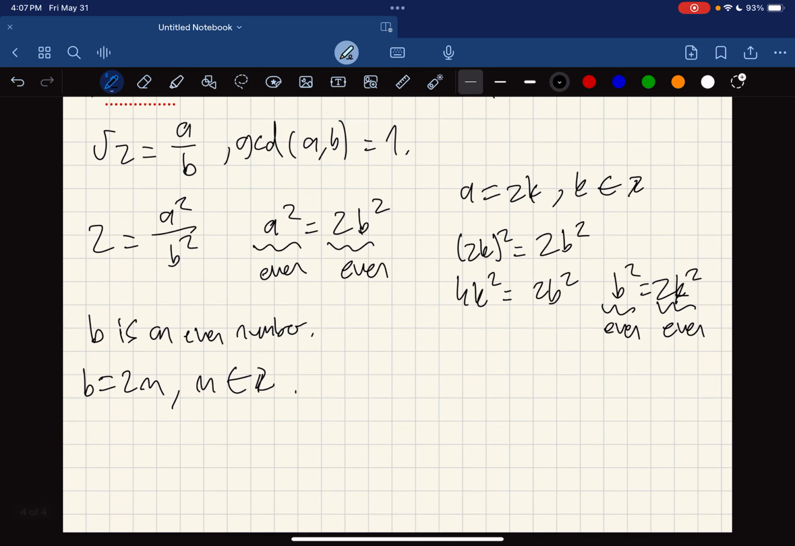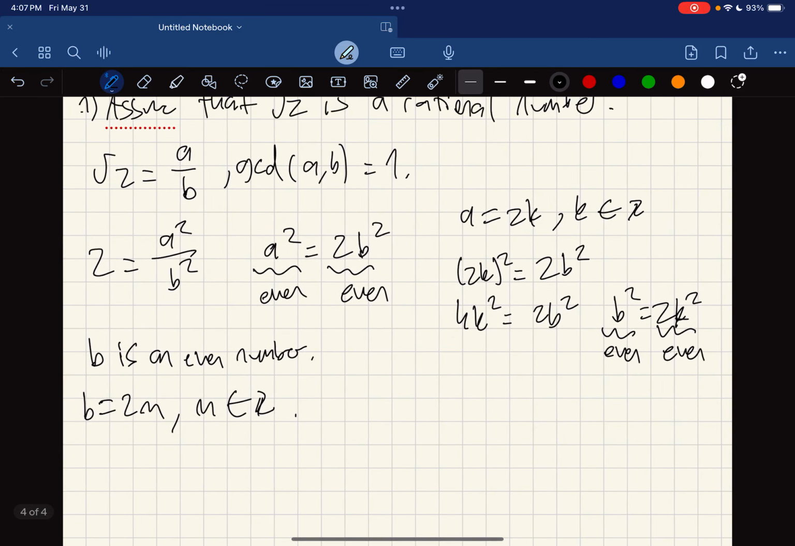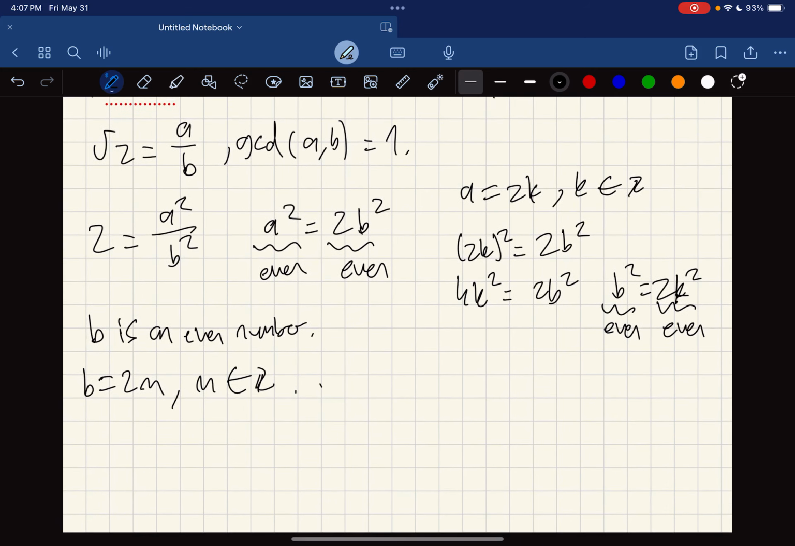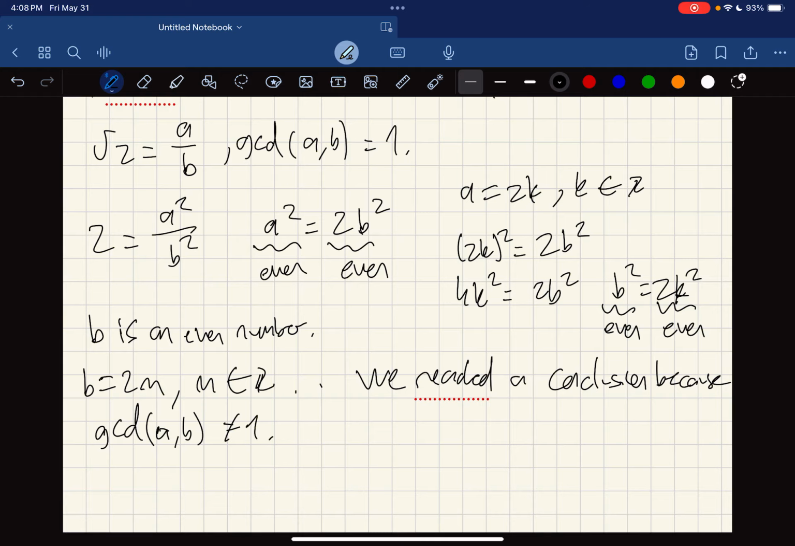So, we know that a should be an even number, and b should be an even number too. But at the first step, we said that a and b are relatively prime numbers. Thus, we reached a contradiction, because the greatest common divisor of a and b is not equal to 1. It is greater than 1, since both can be divided by 2.